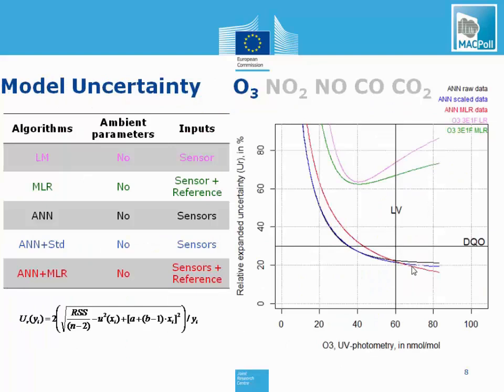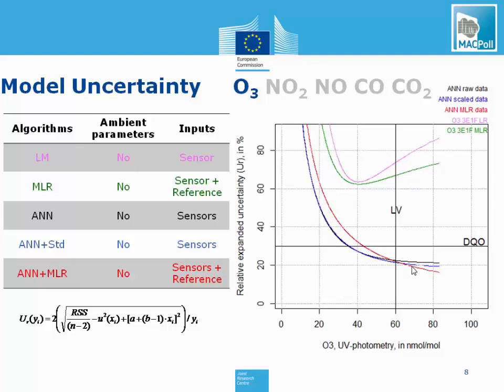This is more or less a way to summarize what happened for ozone. We plot the uncertainty calculated with the formula you have on the bottom left for each model, and we plot them as a function of the concentration of ozone. As you can see, for the pink and green lines, we did not achieve a low uncertainty level, only around 60% uncertainty, and the value tends to increase for high concentrations.